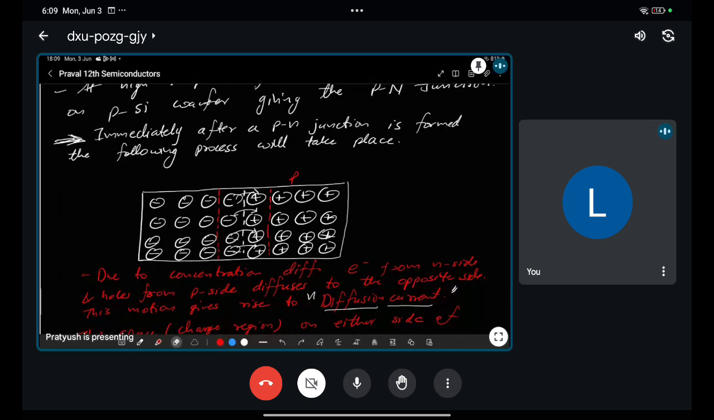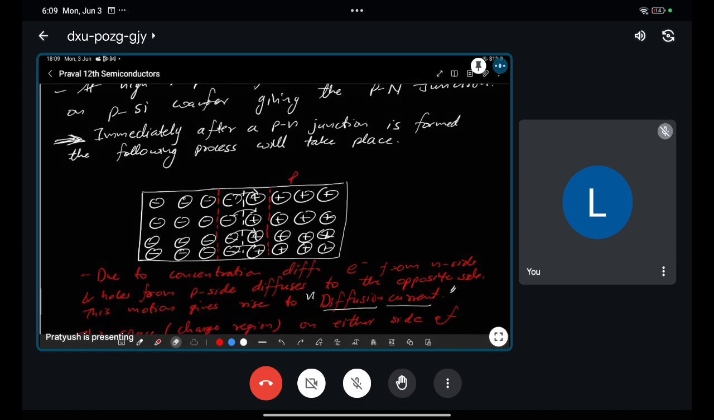Okay. So now due to this concentration difference, electrons from n side and holes from p side diffuse to the opposite side. This motion of charges will give us a diffusion current. See, what is current? Current is motion of the charges, is it not? And when the charges are moving, they will constitute electric current. Okay. So an electric current will be formed, right?